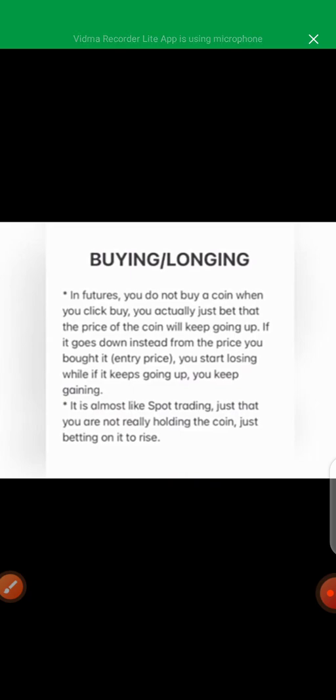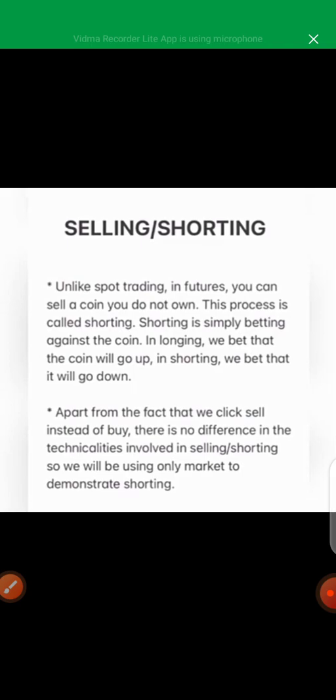While if it keeps going up, you keep gaining. It's almost like spot trading, just that you are not really holding the coin, you are just betting on it to actually rise. The next thing is selling and shorting.